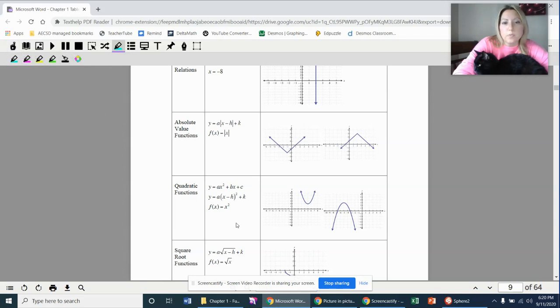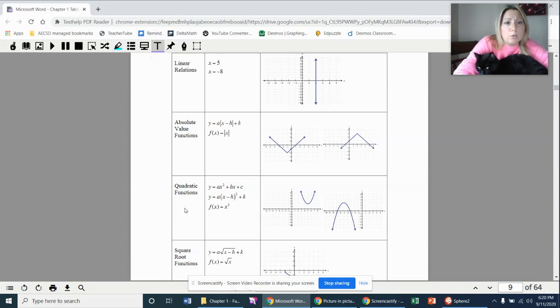All right. Absolute value functions. This is the general equation, the parent function of an absolute value, the most basic absolute value function. These guys have vertices moved around in the coordinate plane, but we'll talk about that when we start graphing all of our fun stuff, which we will do very soon. Quadratic functions, aka parabolas. So maybe you've heard of parabolas before.